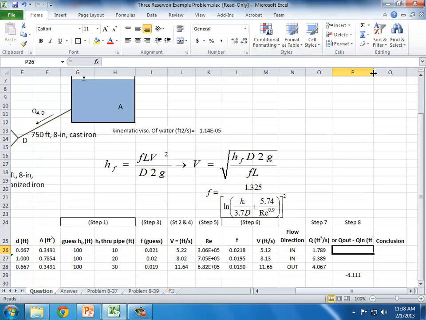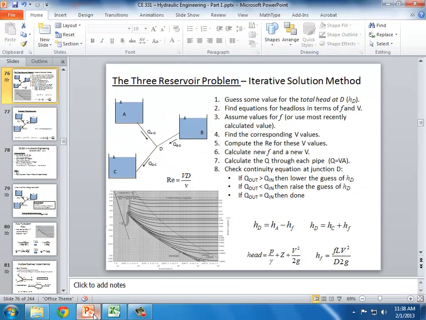So we can see in this case that there's more flow going in than is going out. More flow in than going out. So what does that mean? In is bigger than out. That means we need to raise the guess of H sub D.